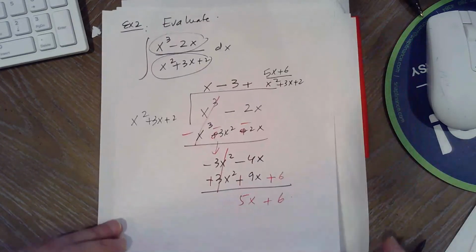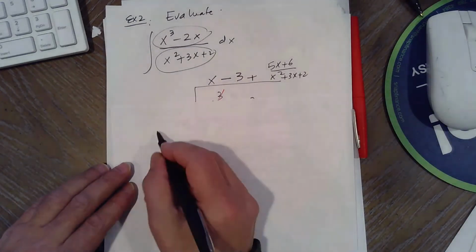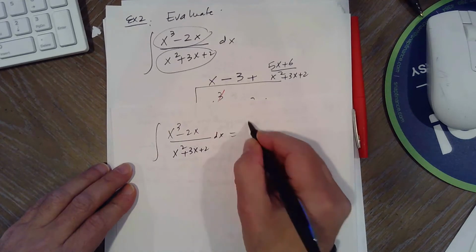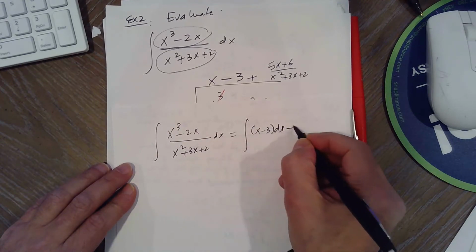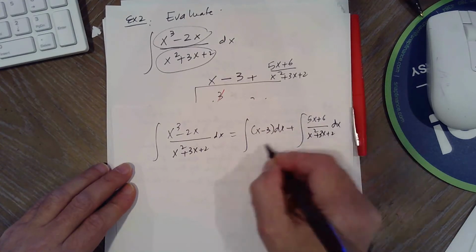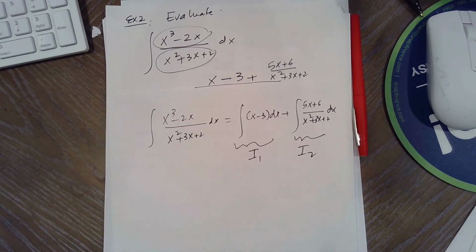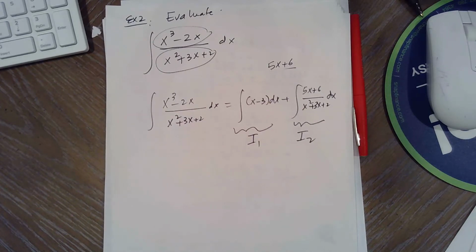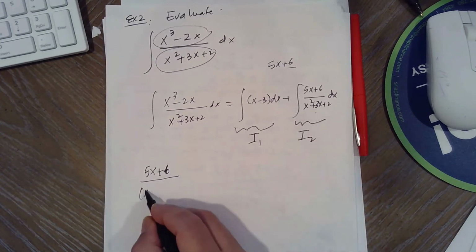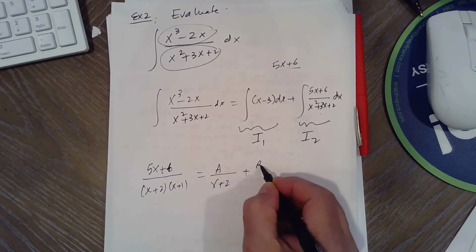Okay, so now we're going to write the integral of x cubed minus 2x over x squared plus 3x plus 2 dx equals the integral of x minus 3 plus the integral of 5x plus 6 over x squared plus 3x plus 2 dx. So this we can integrate. That we can integrate. This one is what we're going to have to do partial fractions on. So 5x plus 6 over x squared plus 3x plus 2, if we factor it out, is x plus 2, x plus 1: a over x plus 2 plus b over x plus 1.